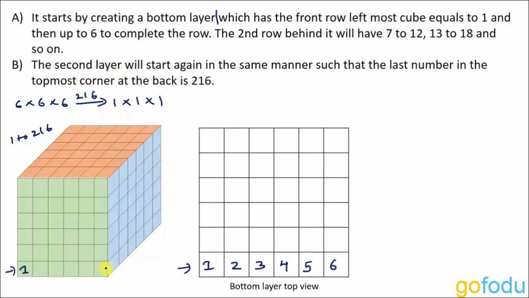So the row behind the first row will be this row. Basically, in the top view, this will be this row. So numbering will be 7, 8, 9, 10, 11 and 12. And behind this row, numbering will continue as 13, 14, 15, 16, 17 and 18 and so on.